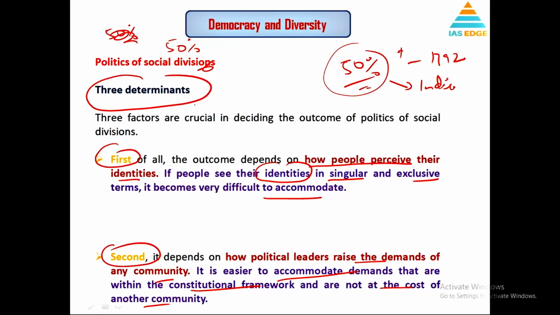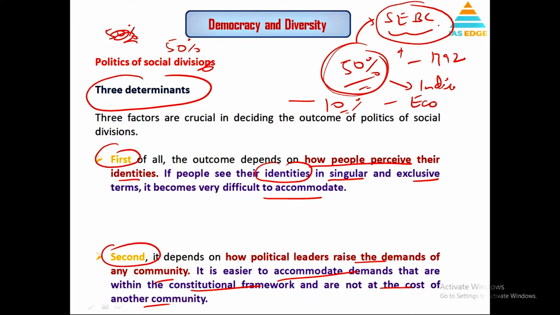When we tried to give reservation, the OBC reservation in 1989 brought the total reservation to around 50%. Then the Indra Sawhney judgment of 1992 came, and it said that there is a cap on reservation. Reservation cannot go beyond 50%.